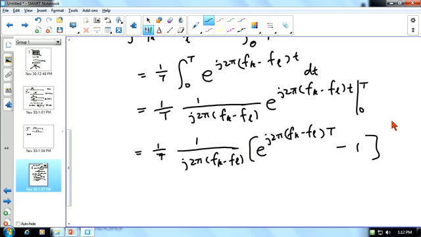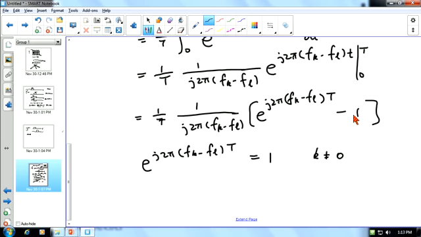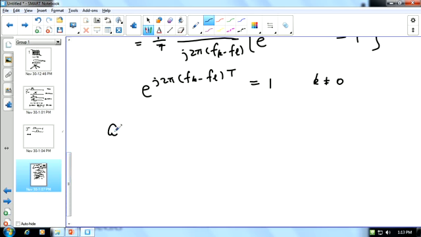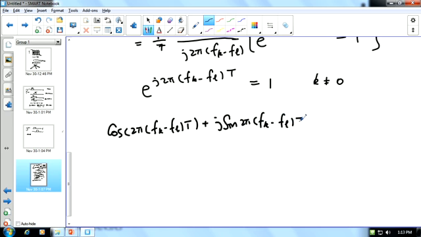And in order for this thing to be 0 when k does not equal l, we need the exponential to be 1. So what is the condition for this thing to be 1? By Euler's formula, this is cosine 2π(f_k - f_l)T plus j sine 2π(f_k - f_l)T, equals 1. Which means the imaginary part needs to be 0 and the real part needs to be 1.